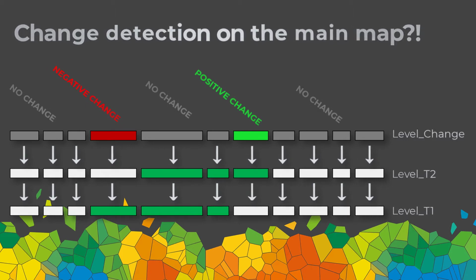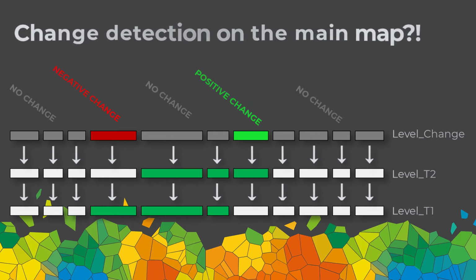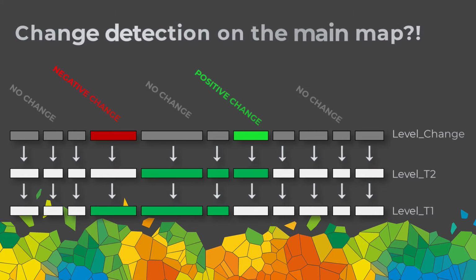So we're gonna implement a process that checks if there has been vegetation in T1, so our level T1, and also on T2. If this is the case, then there is no change. If we have vegetation on T1, but not on T2, we have a negative change, right? Vegetation has been removed. And also the other way around, if you don't have vegetation in T1, but on T2, we have a positive change.